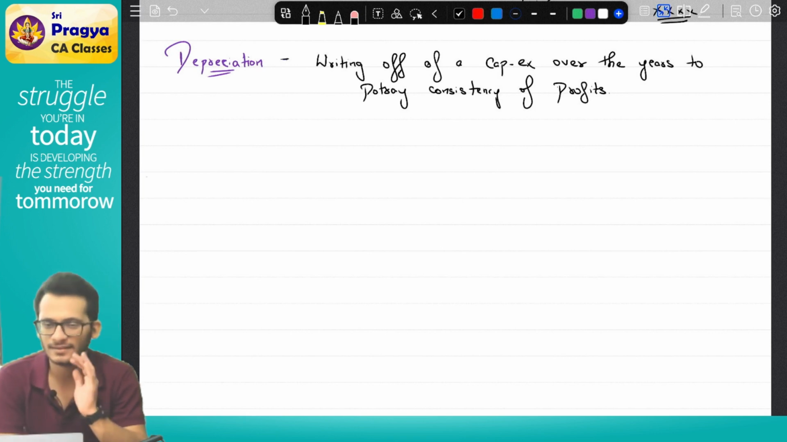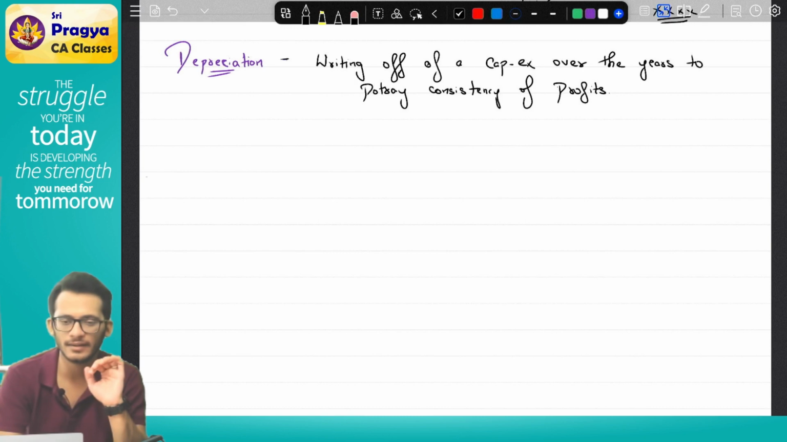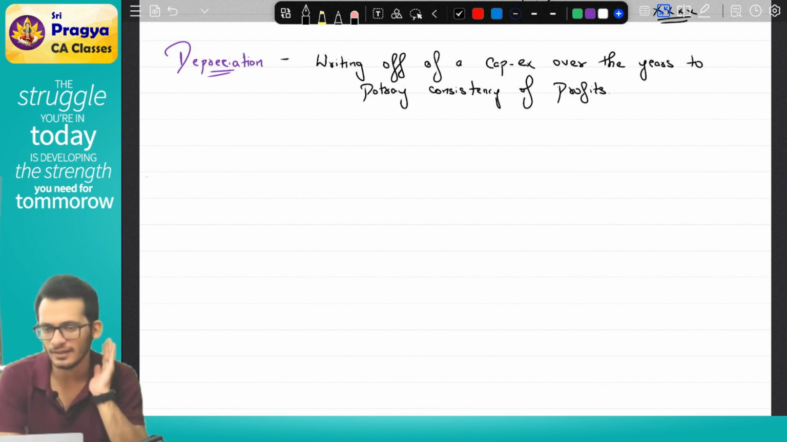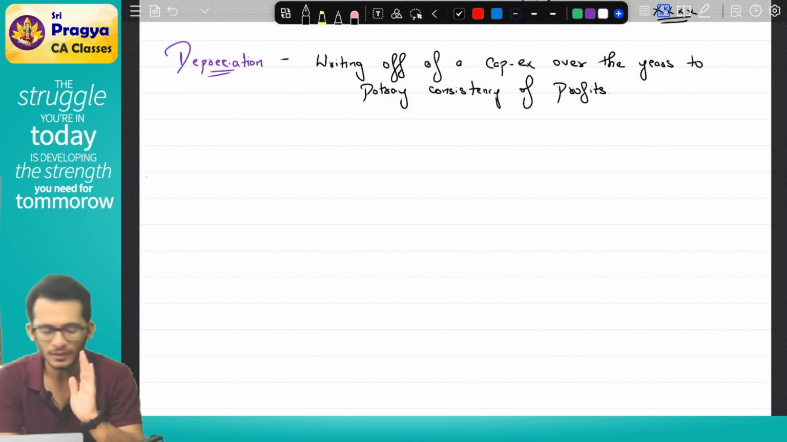Wear and tear, obsolescence and all are fancy words. Nothing is right. You can probably use this to convince your clients and get more business, but practically you should know that this is not the answer. Clear till here? Yes, this is what depreciation means.